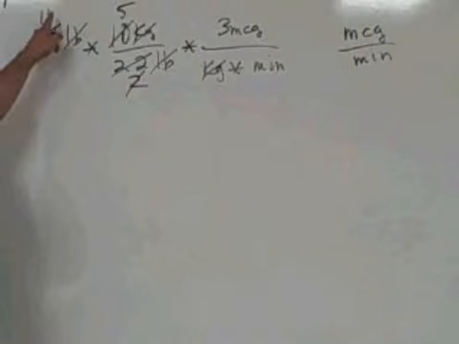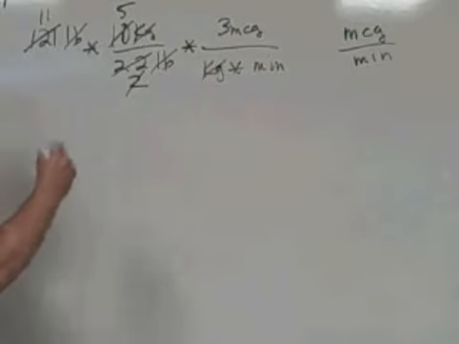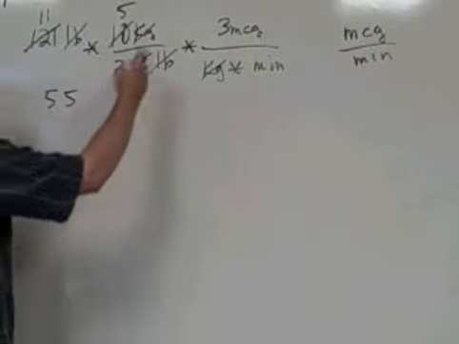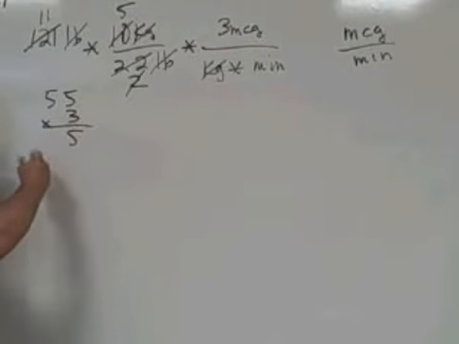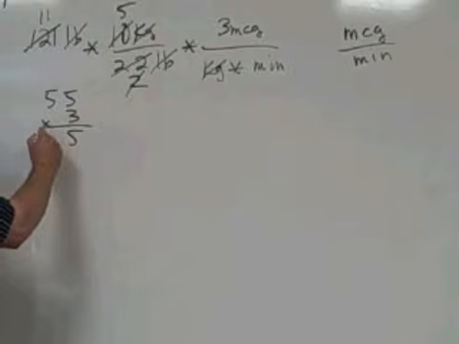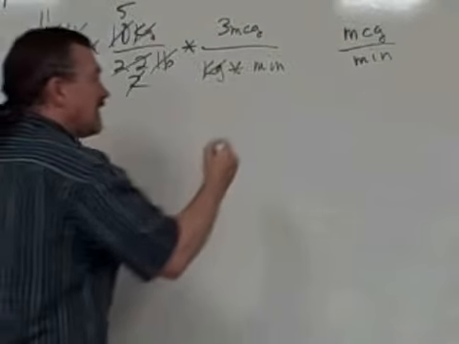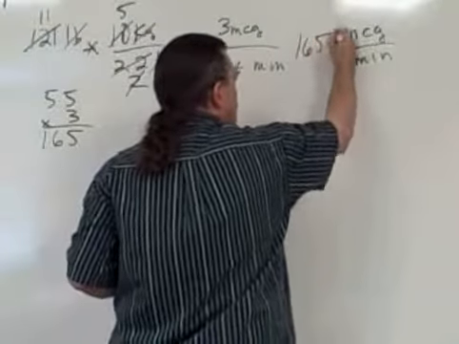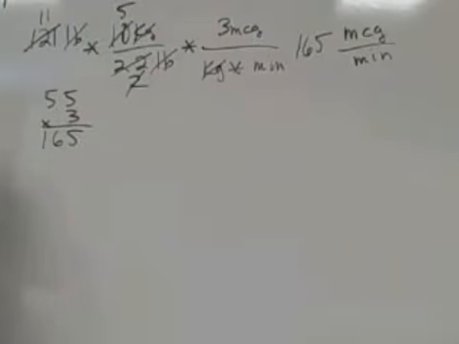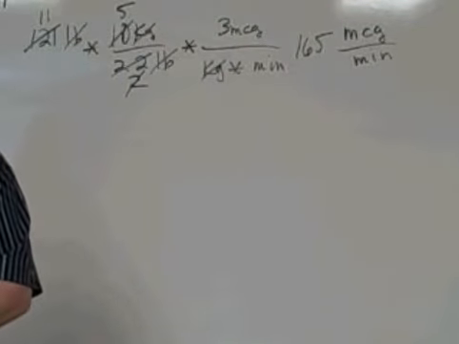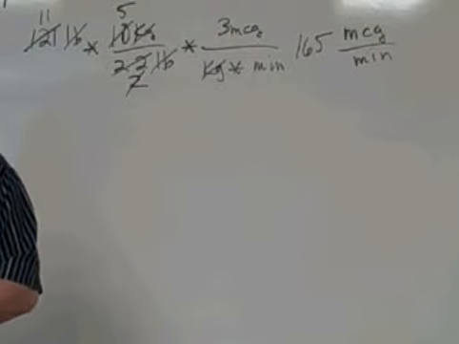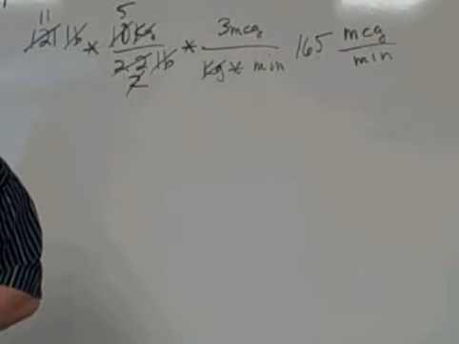So what we're left with is 11 times 5, which is 55, multiplied by 3. 3 times 5 is 15. 5 will carry the 1. 3 times 5 is 15, plus 1 is 16. So the patient should be getting 165 micrograms per minute. Now, part B. How many milligrams per hour will the patient receive?